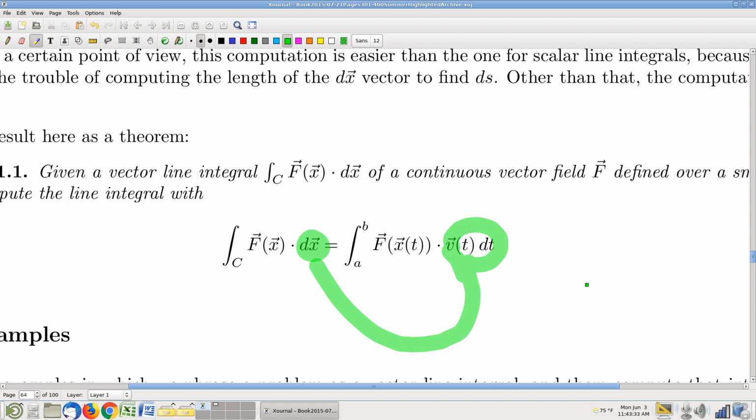So, just rewrite everything in terms of the parametrization. Note that x is, of course, a function of t. That's your parametrization, and off you go. We have now successfully converted a vector line integral into a Calc 1 single variable integral.